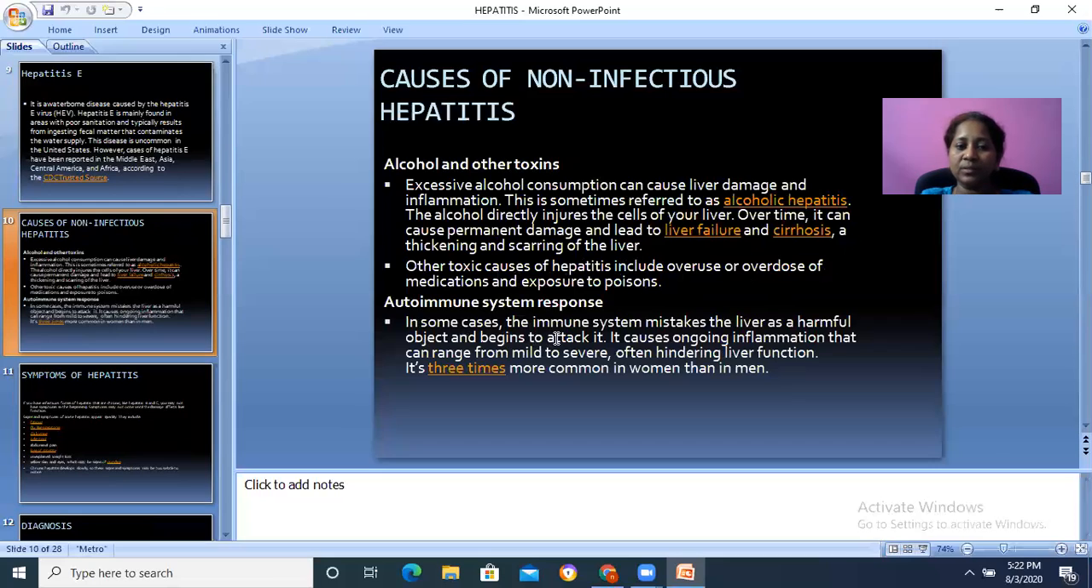Autoimmune system response. In some cases, the immune system mistakes the liver as a harmful object and begins to attack it. It causes ongoing inflammation that can range from mild to severe, often hindering liver function. It's 3 times more common in women than in men. Autoimmune hepatitis is more common in women than men.